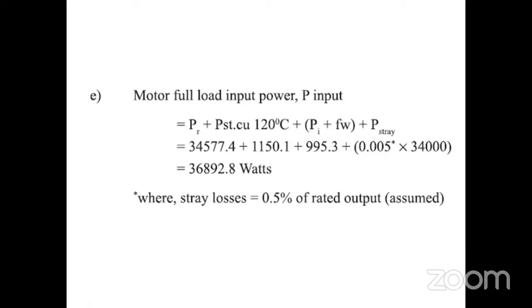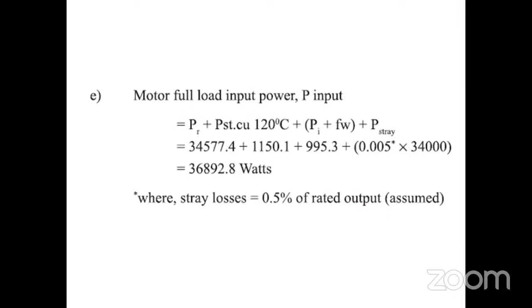0.005 into 34,000, that is the motor output. So what we get? 36,892.8 watts. This is the motor full load input power.